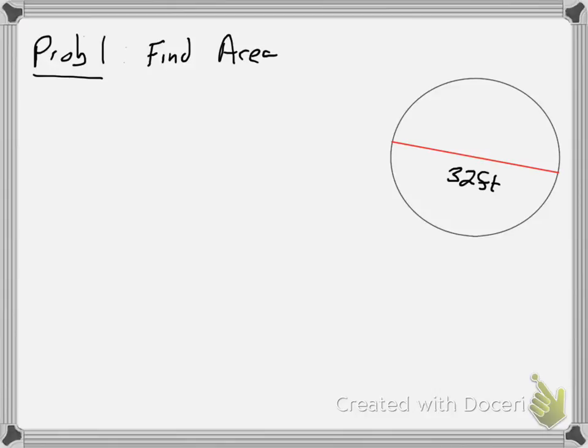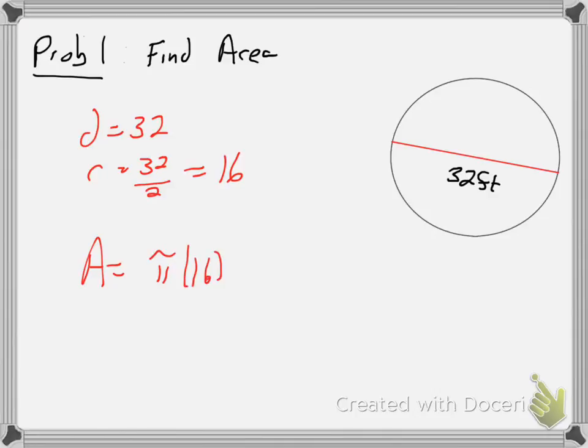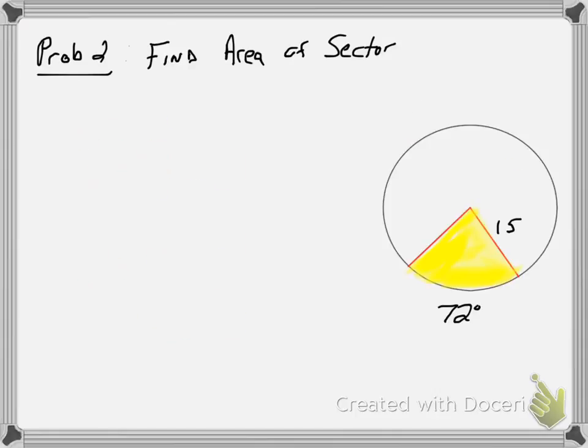So find the area of the circle here. We're given our diameter is 32 feet. Well, to find our radius, we're going to take 32 divided by 2. 32 divided by 2 is going to give me a radius of 16. So our area is going to be 16 squared times pi, which is going to end up giving us 256 pi. Again, if they ask us to simplify it, just plug it in your calculator to find out what it is.